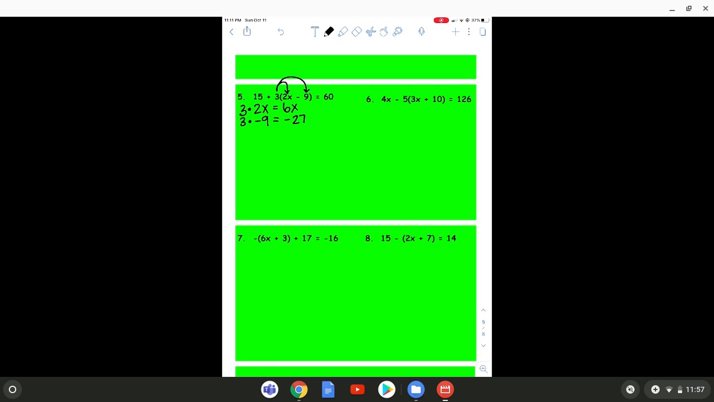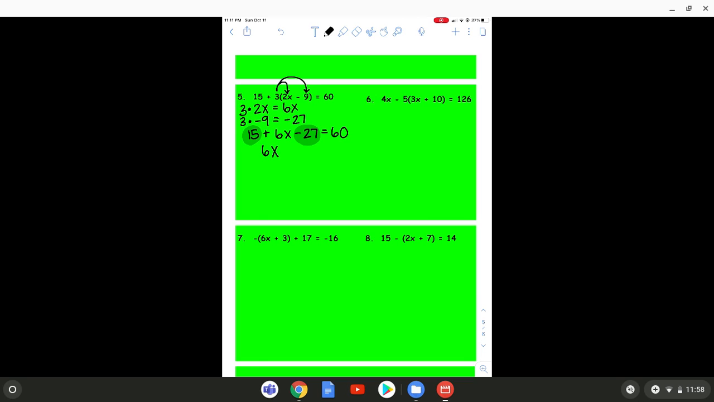So I'm just going to rewrite my equation with my new distributed numbers, and I'm going to get 15 plus 6x minus 27 is equal to 60. So now I'm going to check for like terms. I don't see any other x's in there. So I know that my 6x is not going to have any like terms. So I'll start with my 15. And I do have another constant. It's a negative 27. So I'm going to combine those.